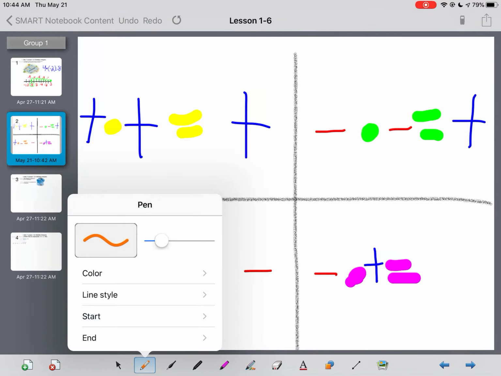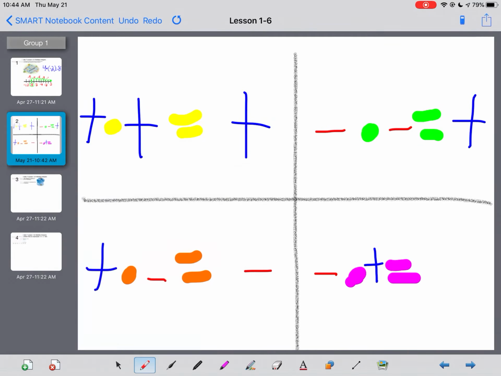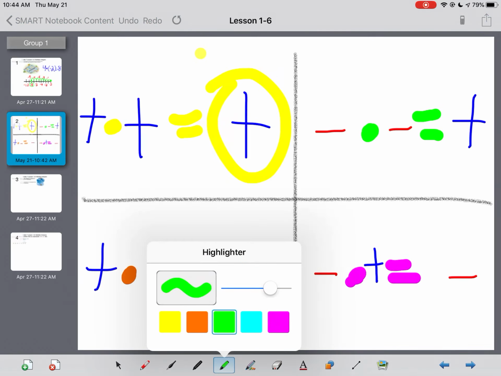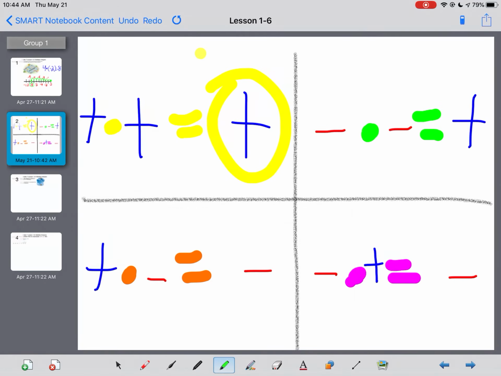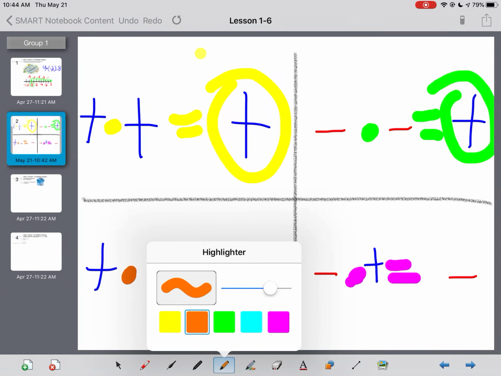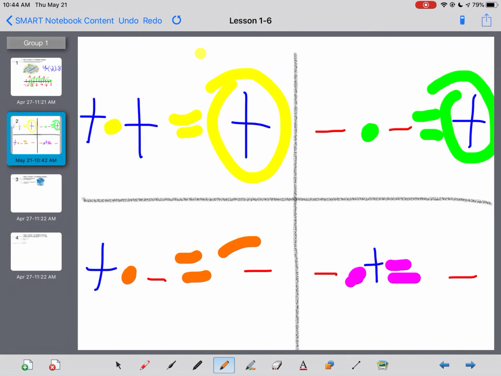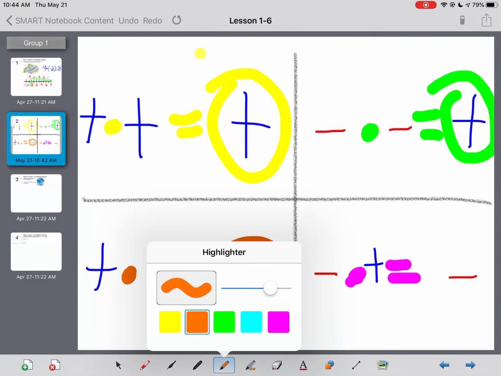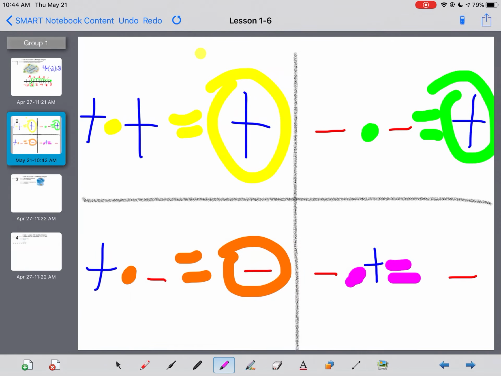So I'm going to review this. These are 4 things you should memorize. So let's look at the top left first. Positive times positive, that's positive. All right, moving on. Top right. Negative times negative, that's positive. Moving on to the bottom left. Positive times negative, that's negative. And last but not least, my bottom right corner, negative times positive, that's negative.